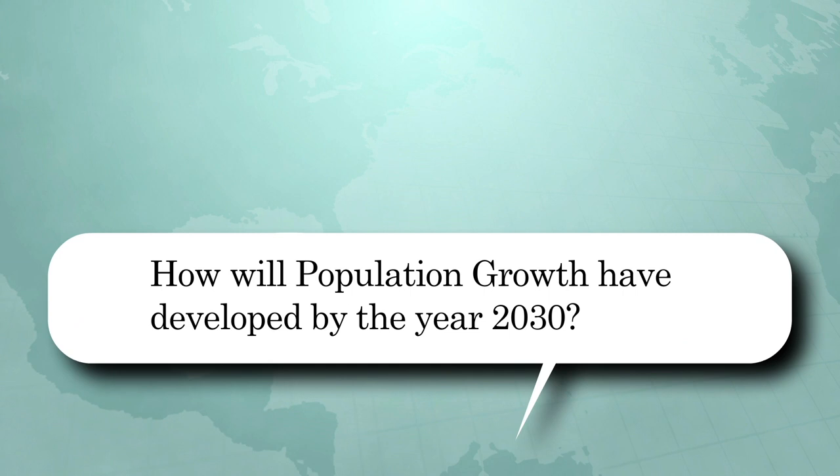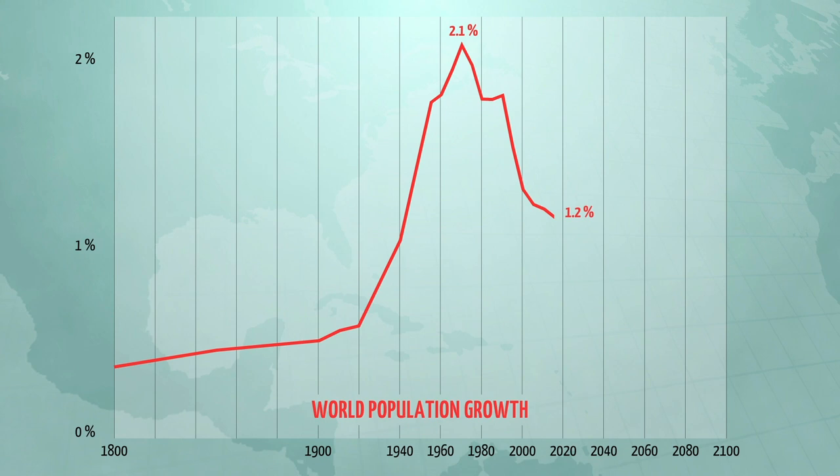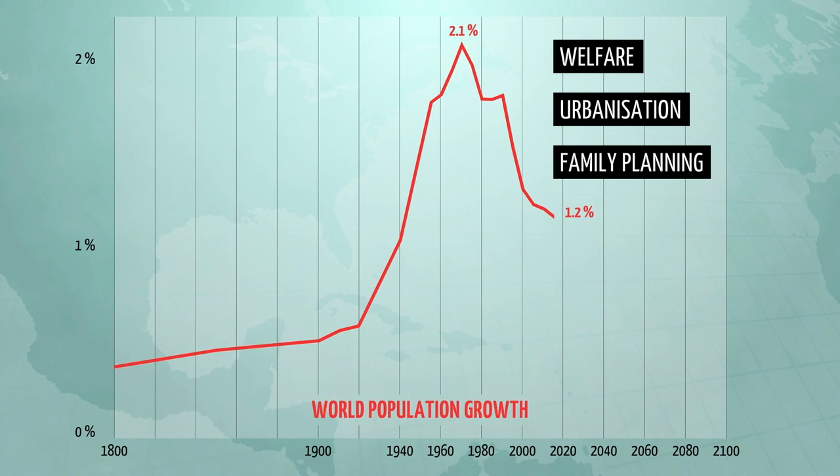How will population growth have developed by the year 2030? Since 1800, the growth percentage of the world population has risen dramatically. It peaked in 1960, reaching a high point of 2.1%. After that, a steady decline kicked in, and in 2017, the growth percentage dropped to 1.2%. The decrease in growth percentage was due to increased welfare, urbanization, and family planning. And the 2040 estimates project a further decrease to 0.6% and possibly 0% by the year 2100.